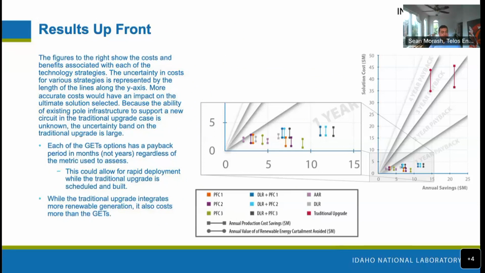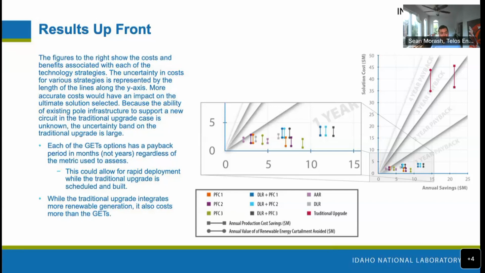But what we're looking at is various grid enhancing technologies were evaluated across a number of metrics, including production cost savings and the value of renewable energy curtailment avoided. And generally those grid enhancing technologies seem to pay for themselves in a year or less. The traditional upgrade, meanwhile, integrates more renewables. It saves more money across production costs, but it also costs more. And so we lead into a situation where the economic payback for those maybe takes a little bit longer.